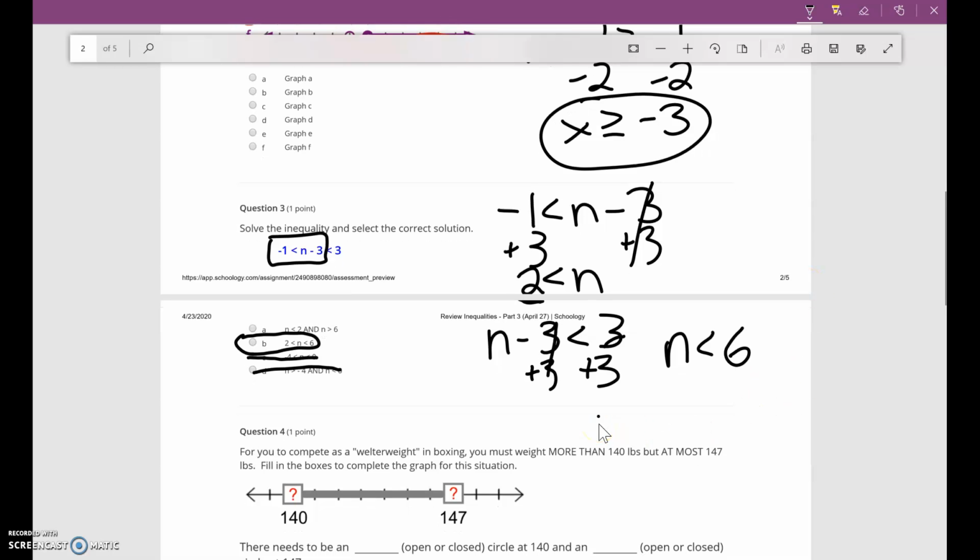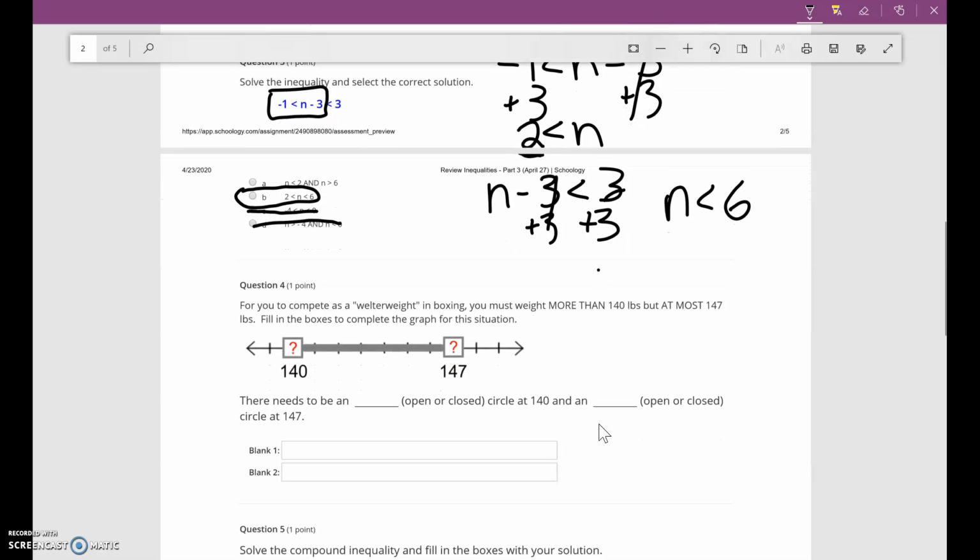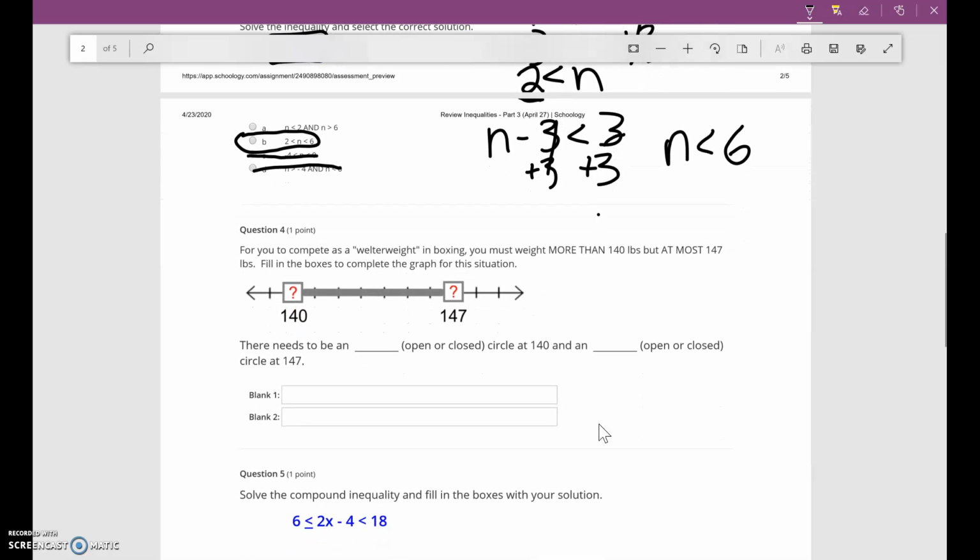All right, number 4. To compete as a welterweight in boxing, you must weigh more than 140 pounds, but at most 147 pounds. Fill in the boxes to complete the graph. So this needs to be more than, it doesn't say you can weigh exactly 140 pounds. So it needs to be an open circle at 140 pounds, so at least 140.1. And a closed circle, because it says at most, that means you can weigh exactly 147 pounds. So somewhere between 140 and 147. So open circle there, closed circle there.